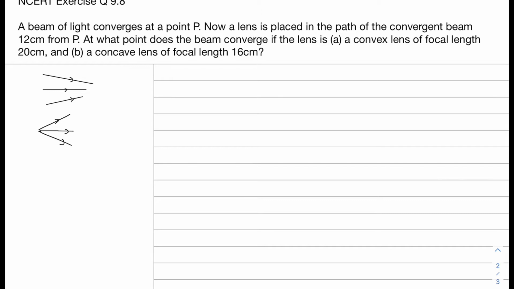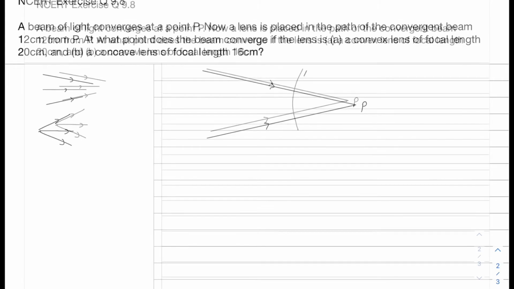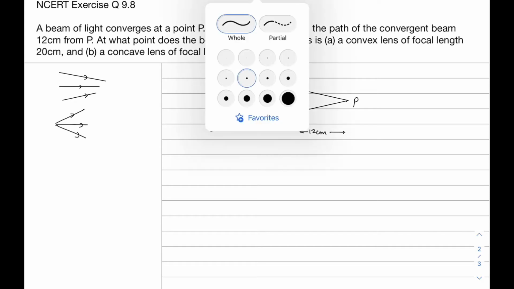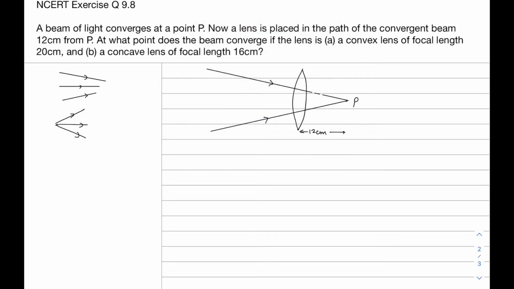So let me draw it again. So let's assume this is a beam coming like this, and let's say like this. This is a converging beam meeting at a point P like this. Now a lens is placed 12 cm from P. First case it's a convex lens. So if I place a convex lens, it's placed here. Now this distance is given as 12 centimeters. So now the rays won't go like this. So let me draw it in an extended way. So this is a virtual object which is P.